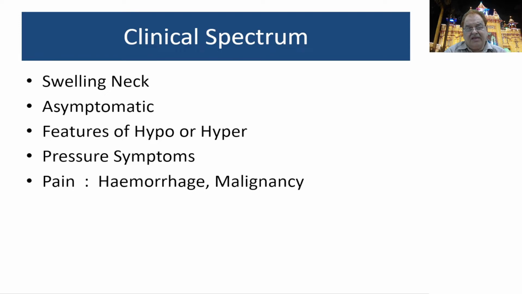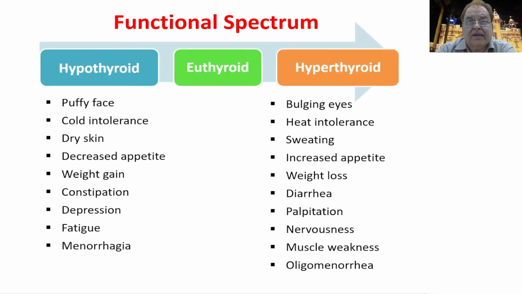There can be a sudden increase in the size of the swelling, which is usually because of hemorrhage, or if there is a malignancy developing over this, then there can be pain in the thyroid swelling. So if you look at the functional spectrum in a thyroid swelling, the patient may have three types of presentation. The patient may be hypothyroid, or hyperthyroid, and a good number of patients will just have the swelling and no symptoms, and that is called euthyroid.